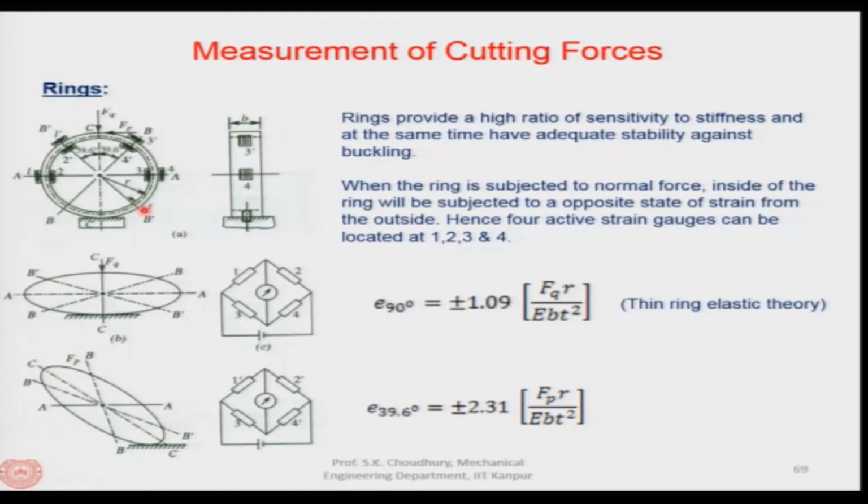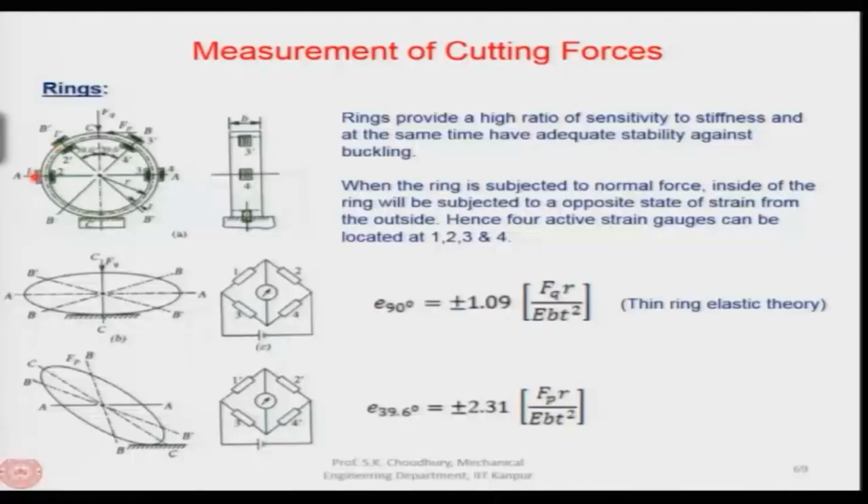Okay. Now, for example, if we have a ring like this structure and the side view is here, when it is subjected to forces like Fq and Fp as shown here, it has been seen that the nodes where the maximum strain occurs are at an angle of 90 degree and at an angle of 39.6 degree. This has been found out by photoelastic experiments on the element.